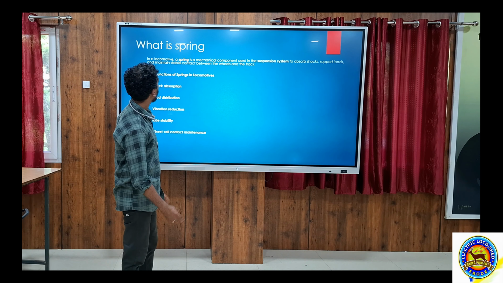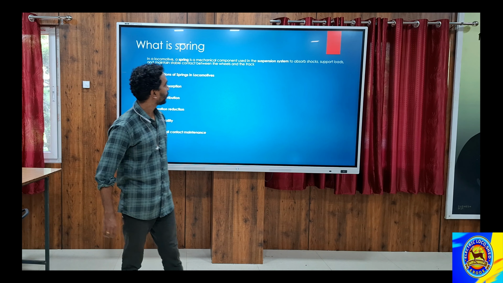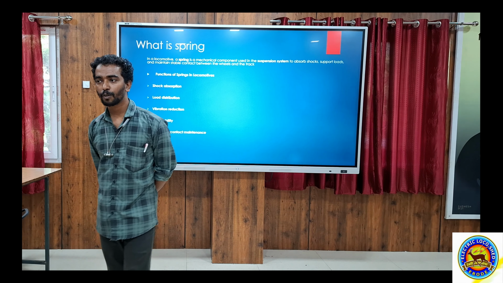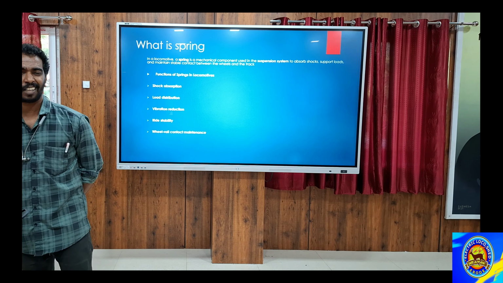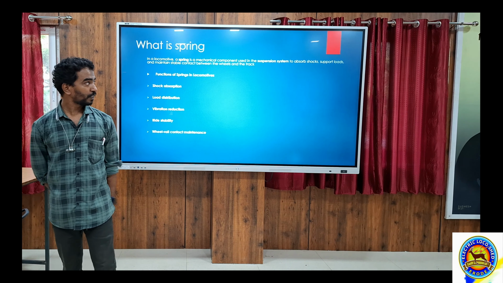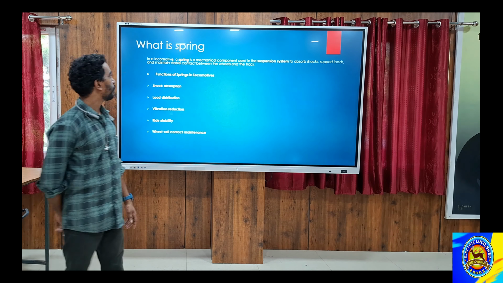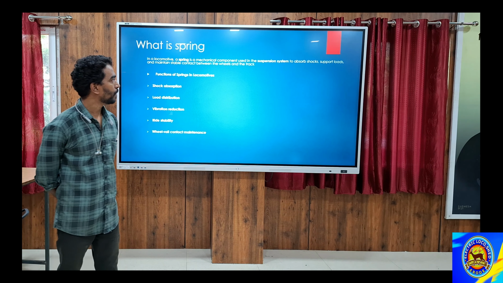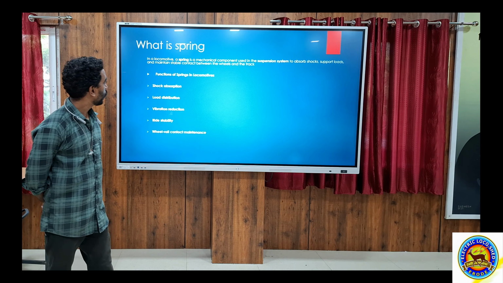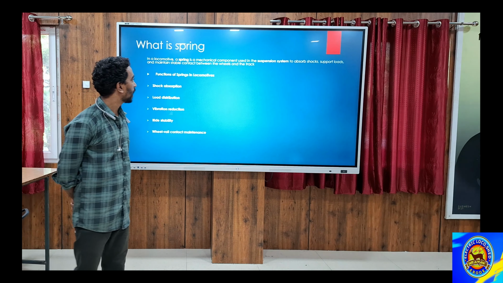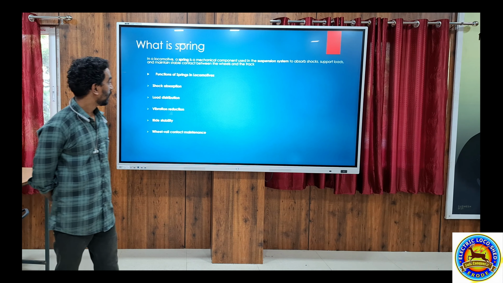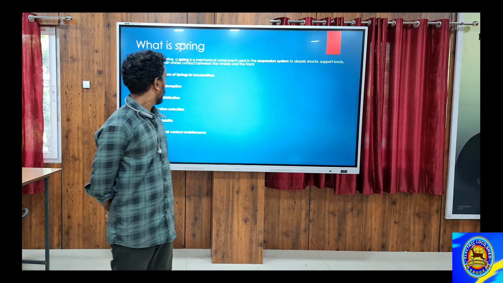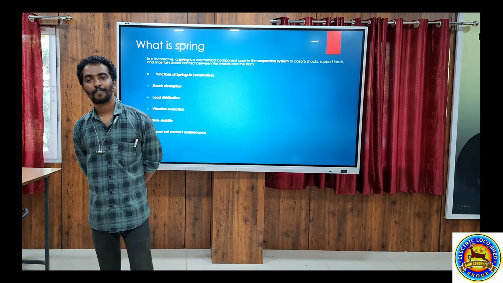First of all, we have to know what a spring is and what the function of a spring is. In locomotives, we mainly use springs for suspension purposes. A spring is a mechanical component used in the suspension system to absorb shock, support load, and maintain stable contact between the wheel and the track. Its main function is shock absorption.